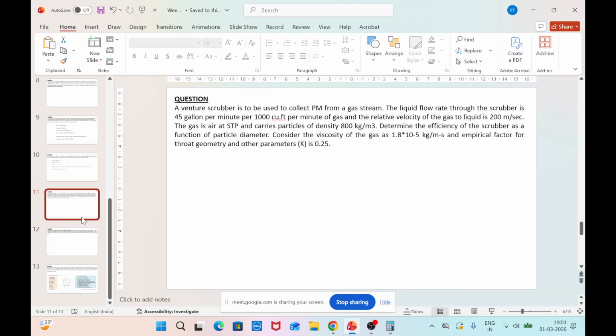Consider the viscosity of the gas as 1.8 times 10 to the power minus 5 kg per meter second, and the empirical factor for the throat geometry and other parameters, K, is 0.25. So this is a question related to gas cleanup on venturi scrubber. We are given a few data, and based on that data we are asked to calculate the efficiency of the scrubber as a function of particle diameter. So it's going to be an expression or equation, you can say. Take a few minutes to think on how to solve before moving on towards the solution.